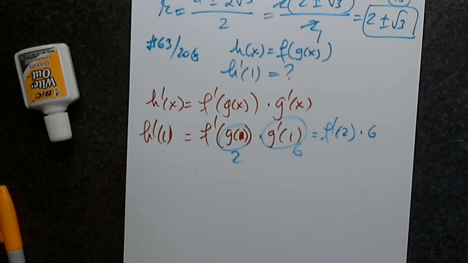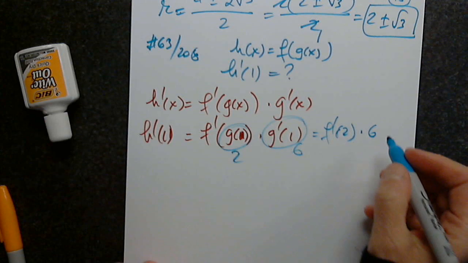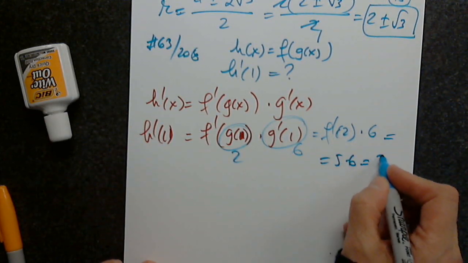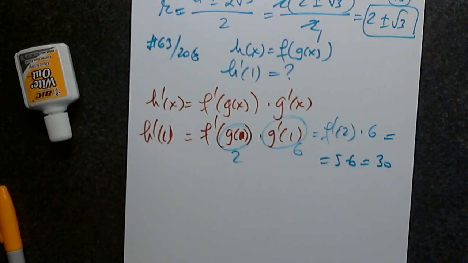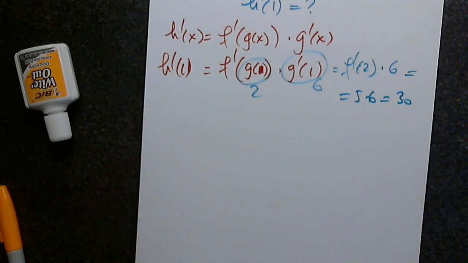So now I want to determine f prime of 2. F prime of 2 is 5. Correct. So this will be 5 times 6, which is 30. Any questions?